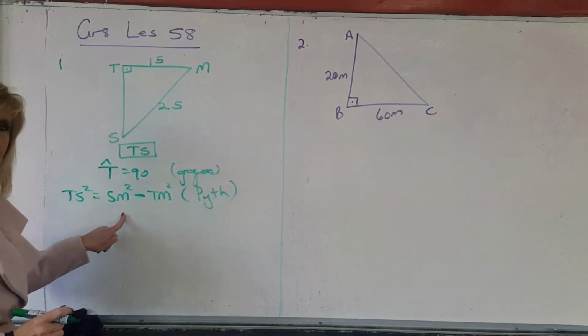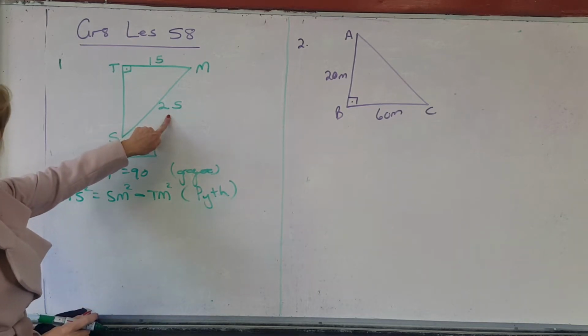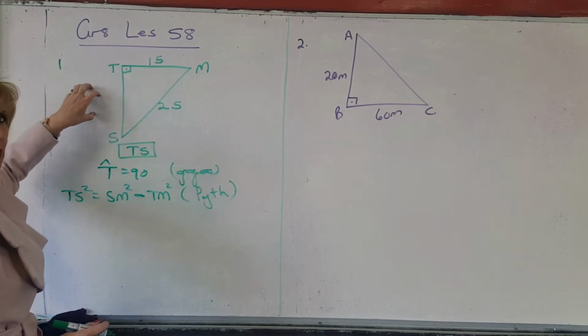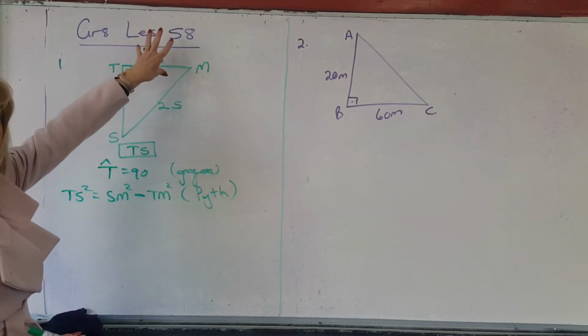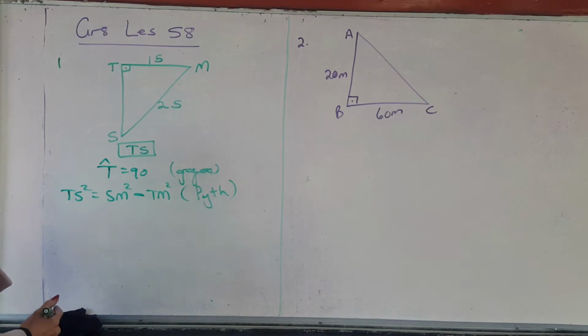It must be SM first. It has to be the hypotenuse first because it's the longest. Hypotenuse squared is the sum of those two. So if I don't want the hypotenuse, I want this one, it must be hypotenuse squared minus that one.